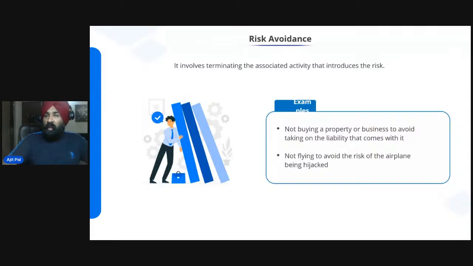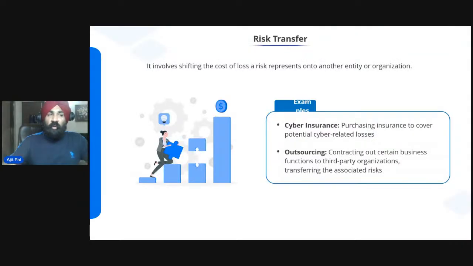So then, risk transfer. When you transfer the risk to some other third party, like I'm having a house, there is a risk of earthquake in Delhi. I have taken an insurance. So what is that? I've transferred it. But remember, the accountability lies with you. So cyber insurance, outsourcing, that comes under transfer.